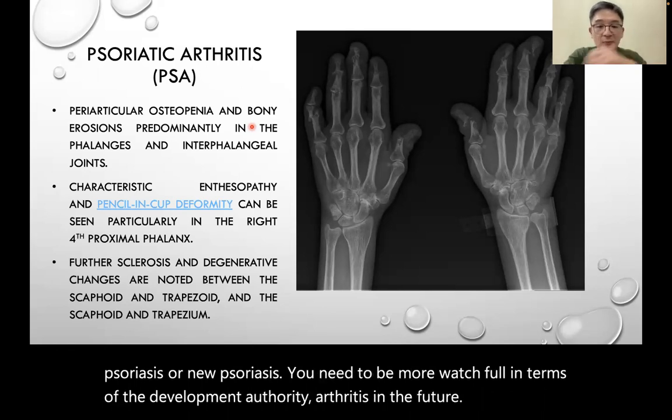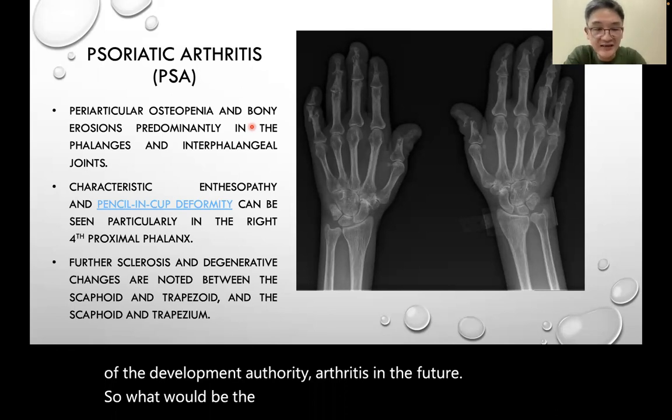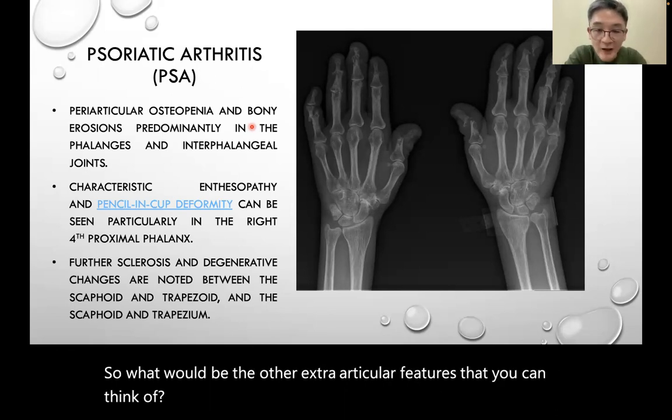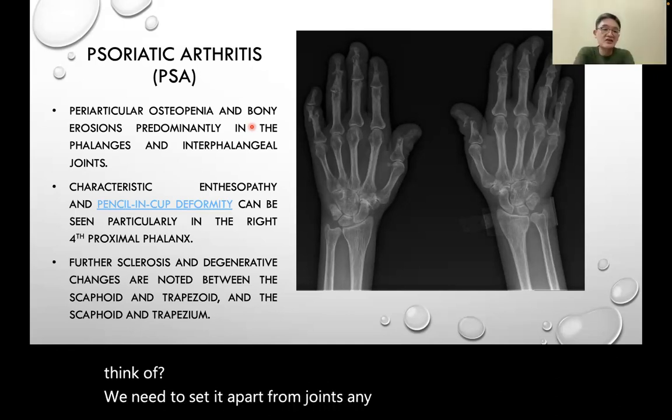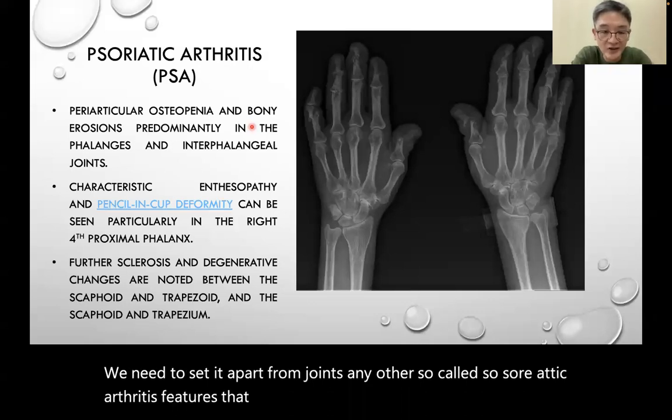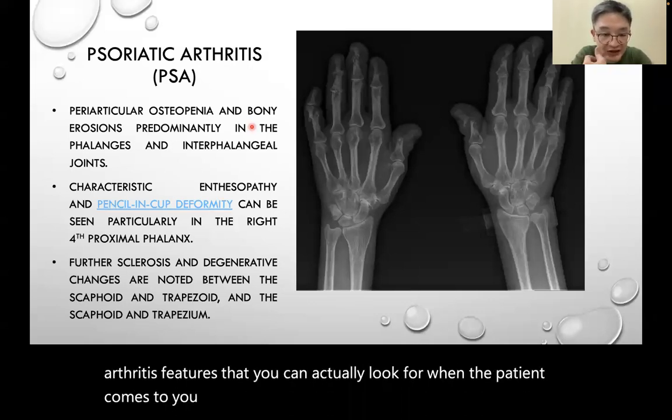Okay, so what will be the other extra-articular features that you can think of? Anyone? Apart from the joints, any other psoriatic arthritis features that you can look for when the patient comes to you with all these joint conditions?